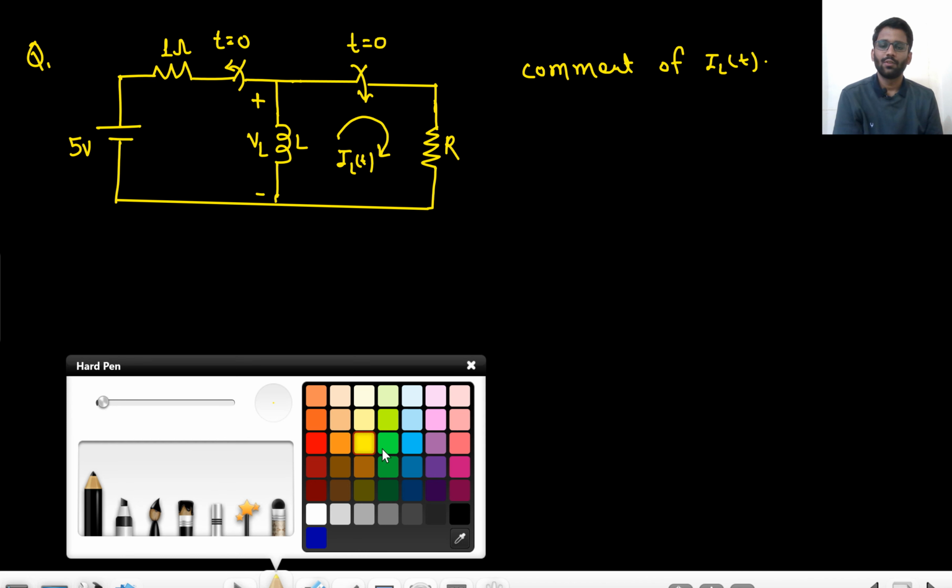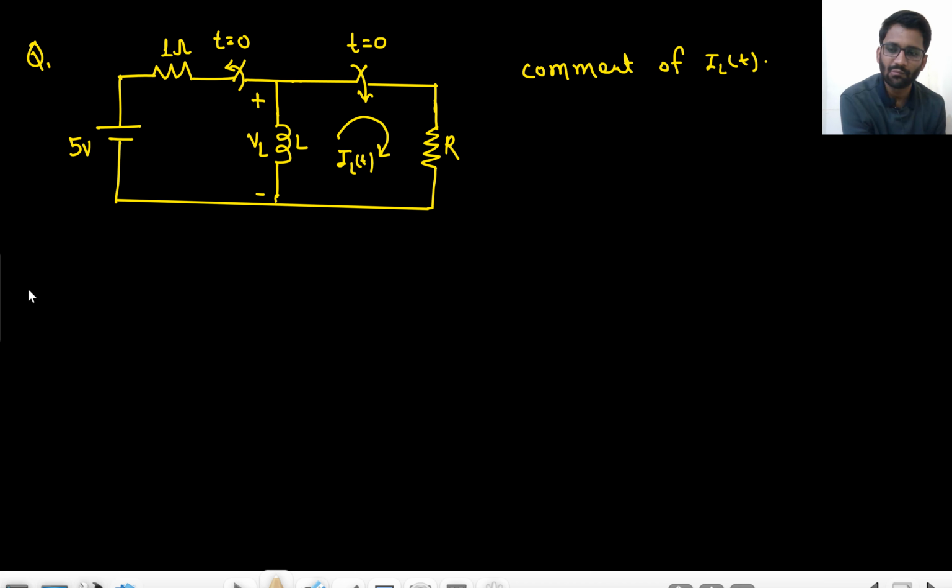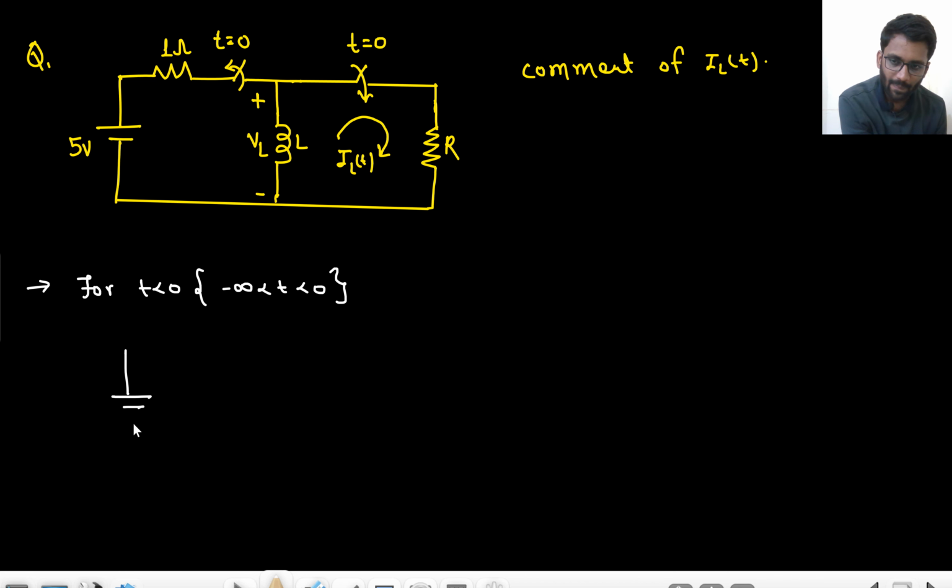Okay, so what is happening for t less than 0, or for minus infinity to 0? For t less than 0, this switch is closed because it is opening at t equals 0 and that is closing at t equals 0. So for t less than 0, let's just call this switch S2 and this one S1. So S1 is open and S2 is closed.